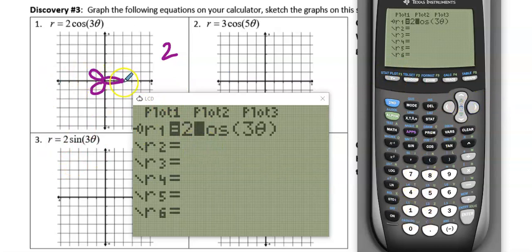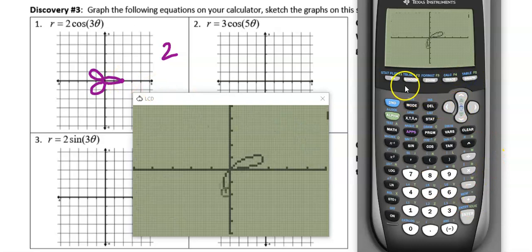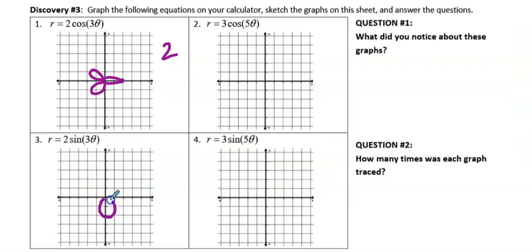Oh, and it started right here. So let's graph this one. Notice that it started at the pole, and it traced twice. So it starts at the pole. Let's change the colors of this. Here it starts at 0, or actually at 2, and here it starts at the pole.